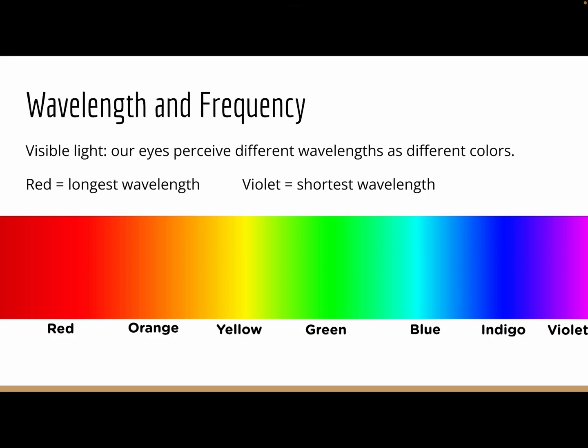So let's talk about wavelength and frequency. So visible light, that's the light that we are actually able to see with the naked eye. And all the colors have different wavelengths to them. Red has the longest wavelength, while violet has the shortest. And then once you get towards orange, yellow, green, blue, those wavelengths tend to change depending on what color you're dealing with.